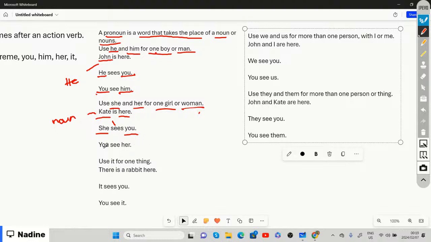And another example is you see her. Which means that you and her are pronouns. You being a subject pronoun and her being an object pronoun.